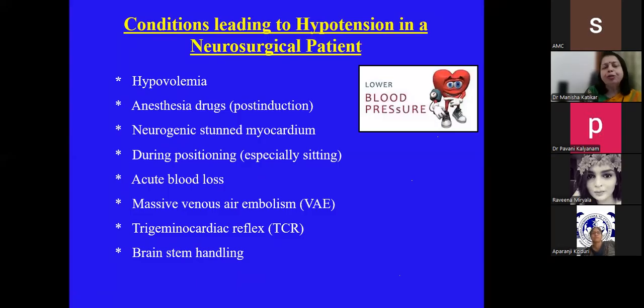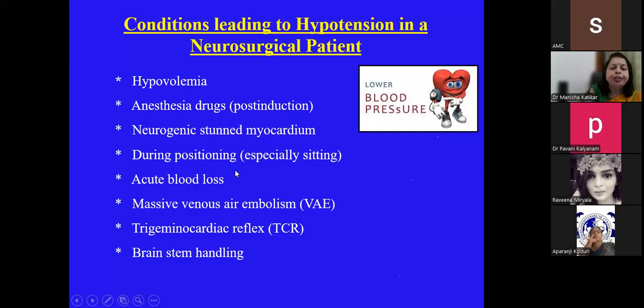First and foremost, hypovolemia. Then our anesthetic drugs like propofol, especially post-induction. What is neurogenic stunned myocardium? That is in patients who have a severe head injury with GCS less than 8. If he is taken for surgery, then he may need inotropic support for maintenance of mean arterial pressure. That is called neurogenic stunned myocardium. He may develop hypotension intraoperatively, and you need to start inotropes for this patient.